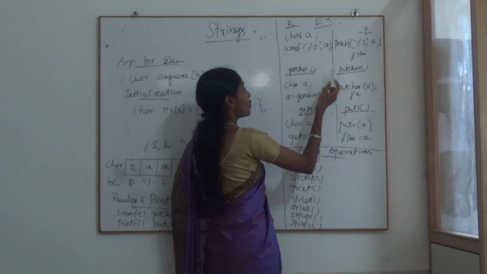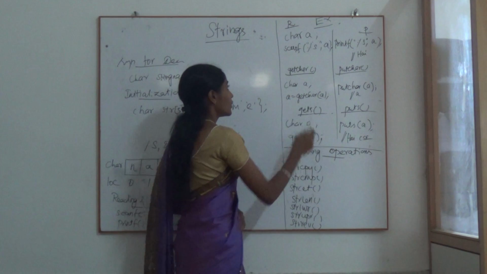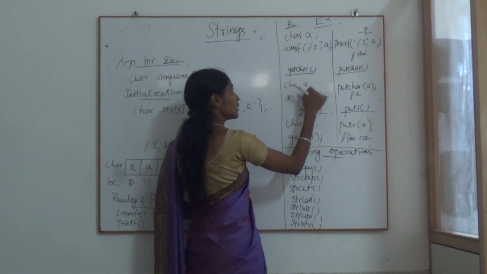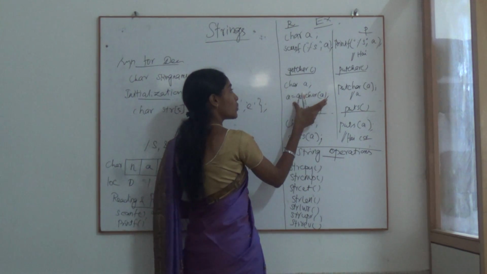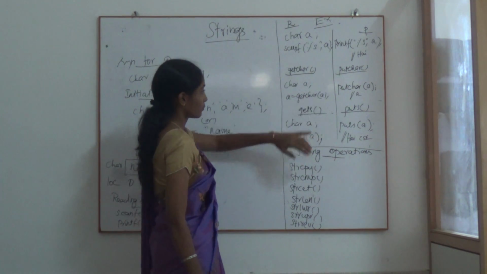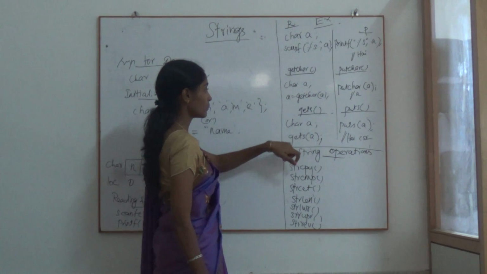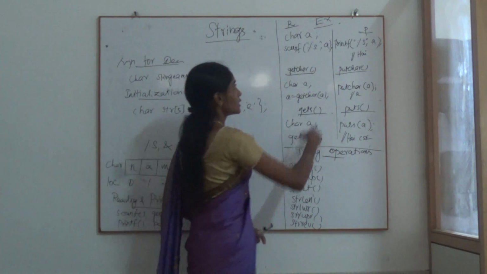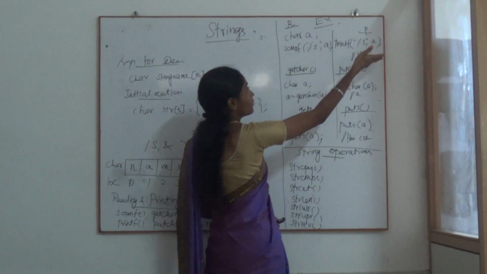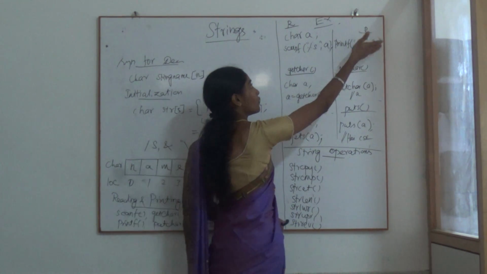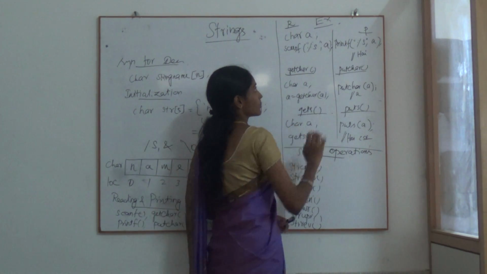Getchar is used for getting a single character. So char is the data type and a is the string name, and we use it like this. Gets is used with char as the data type and a as the string name, and we can use it like this. In the same way, for printing the same output we use printf, putchar, and puts.